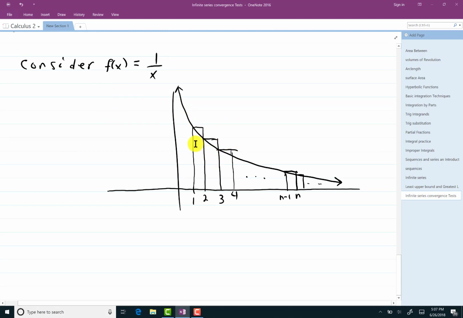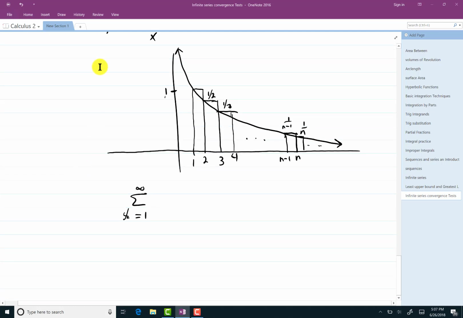Well, I do notice that the sum from k equals 1 to infinity, each of these y values, the height of this rectangle is 1. Then the height of this rectangle is 1/2. Then the height of this rectangle is 1/3. And this one here is 1 over n minus 1, and this is 1 over n. Each of these rectangles has a height. But you can see the rectangles are higher. There's a little bit of rectangle that is more than the curve.